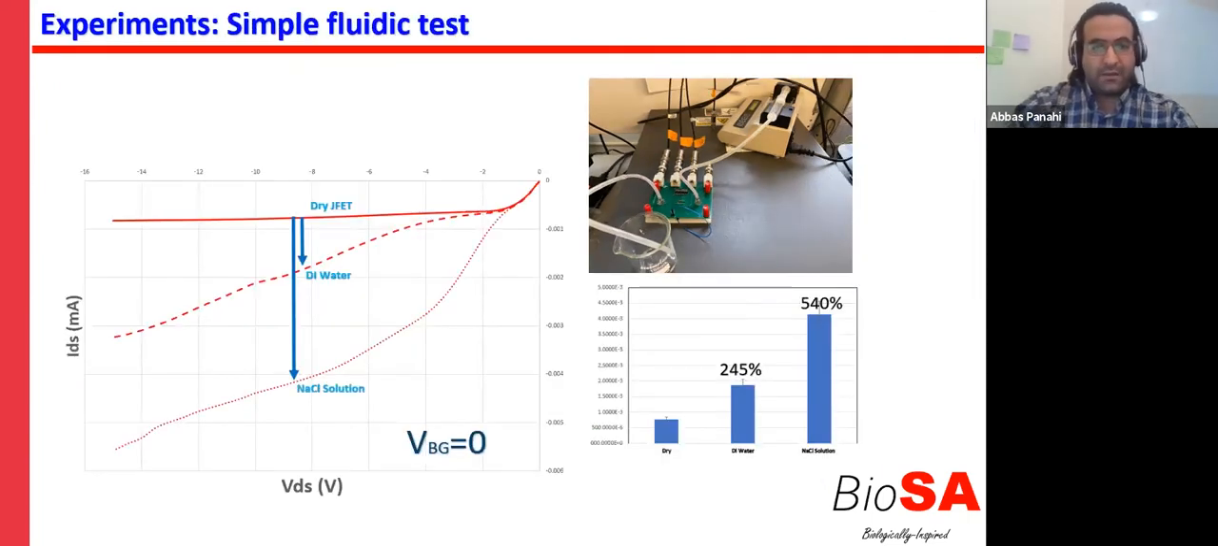For the very simple fluidic test that we did, it was very important to test the sensor in continuous flow. As you can see, this is the response of the dry JFET, and then we added DI water, and afterwards immediately we applied NaCl solution to the sensor, and we could see a very perfect response time. And we can see that the sensor is very sensitive to changes in concentration of the ion solution in the environment.